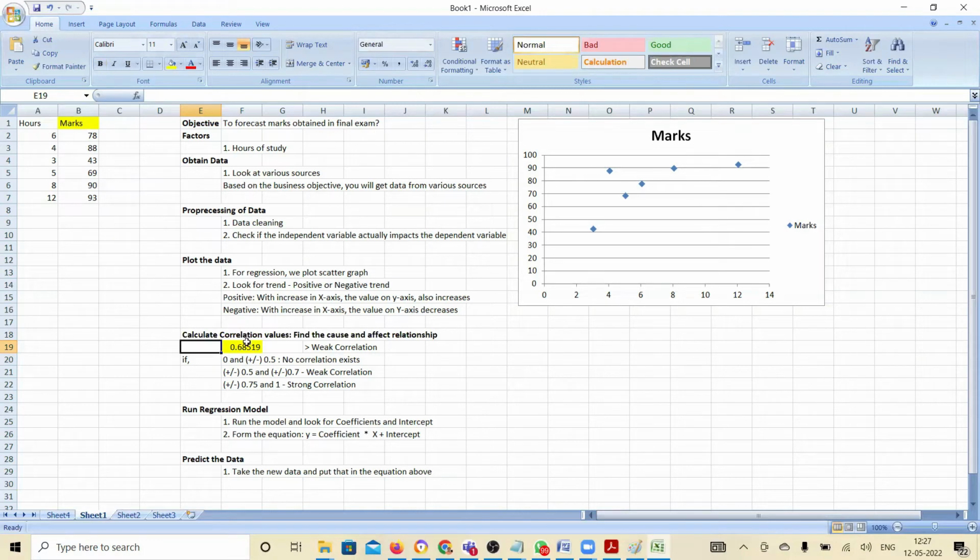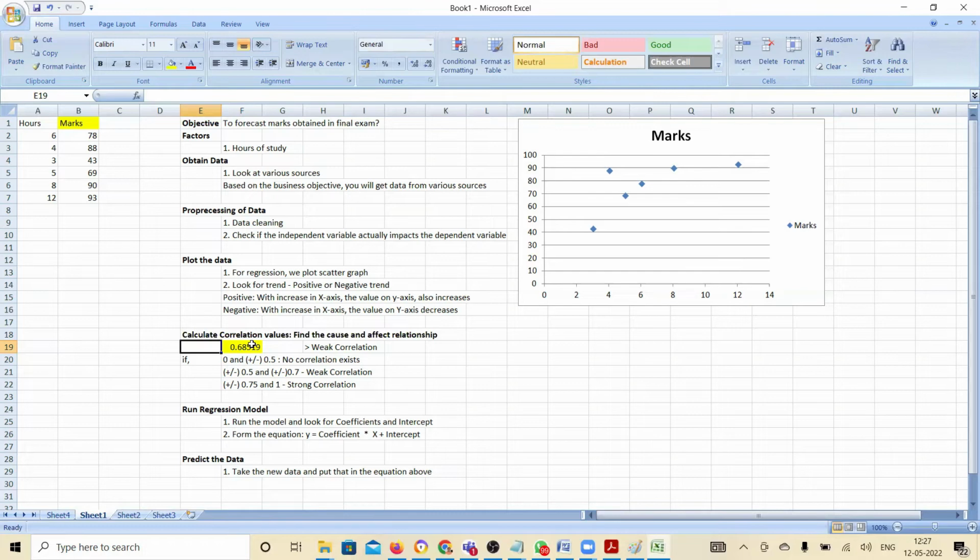Okay, if it is more than 0.75, it is strong, 0.75 or 0.8, that means your error will be less. But if it is between 0.5 and 0.75, it is weak correlation, but still you can find, but error will be higher. Okay, if it is less than 0.5, then you will say that since the correlation is not there at all, linear regression will not help us to predict the value.